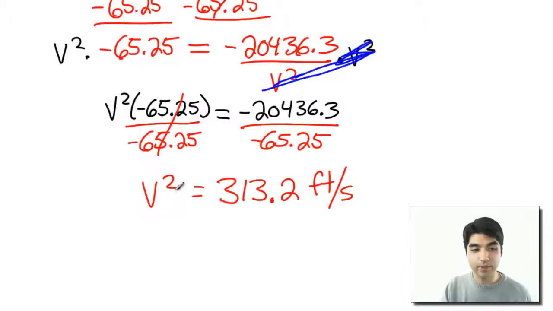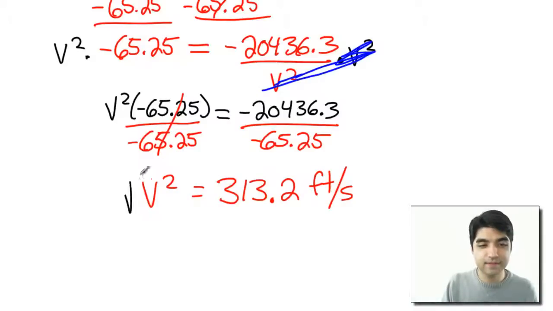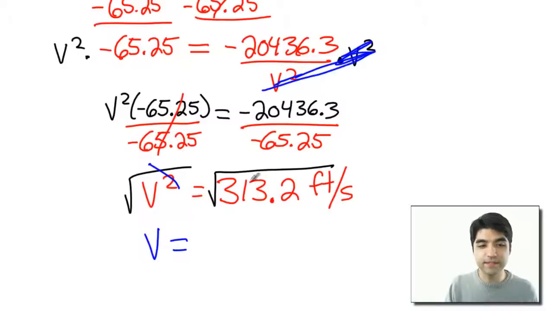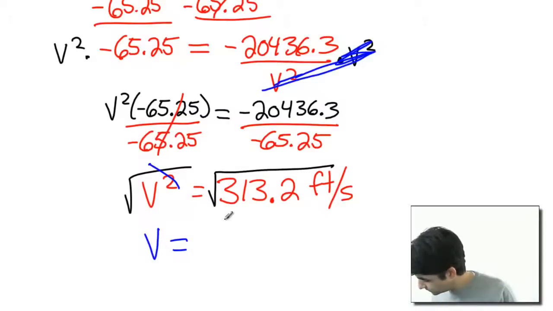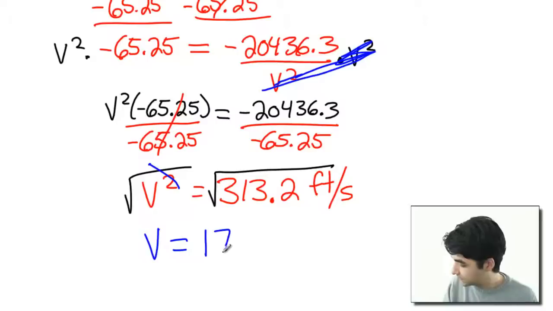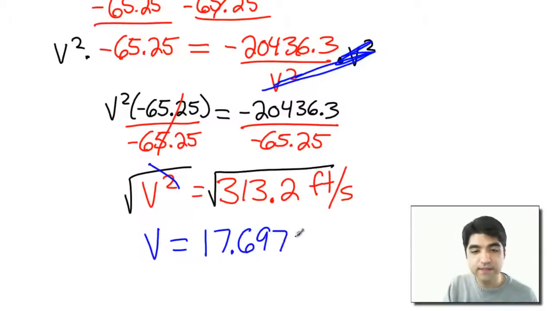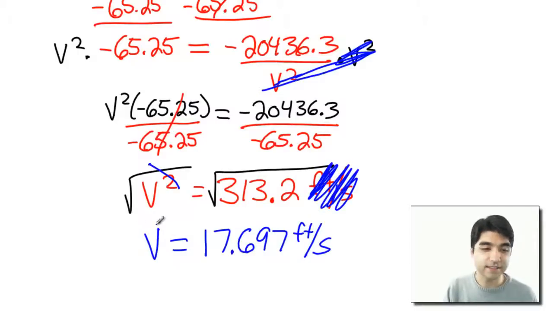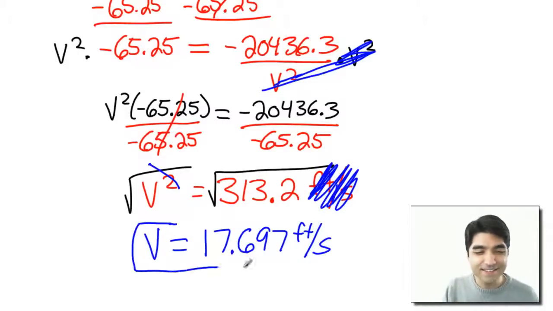Okay, then we have this square here. So last step, how do you get rid of a square? You need to do the square root. So square root of both sides. That allows the square root and the square to cross out, and then we just have v equals the square root of 313 equals 17.697 feet per second. Just scratch that out previously. Okay, so that's your final answer.